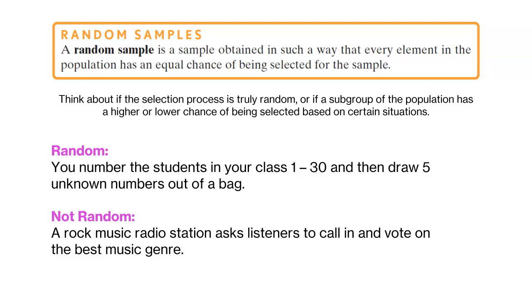If I gave you all numbers 1 through 30, so I ran out of numbers, and then I picked 5 numbers at random out of a bag, you all have an equal chance of being chosen. Because everyone has one number. A number shows up once. Cool.